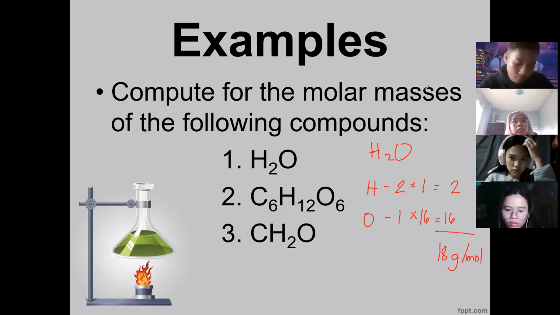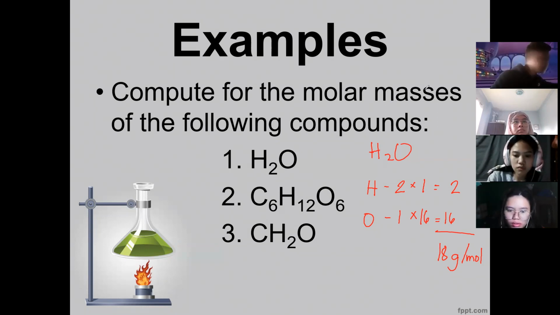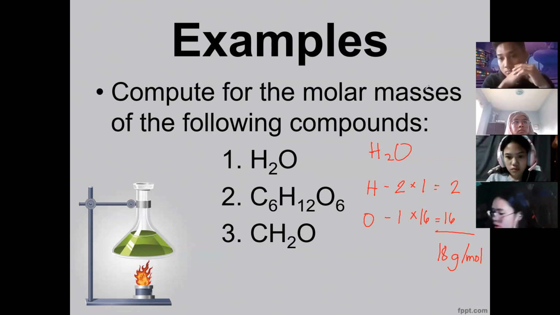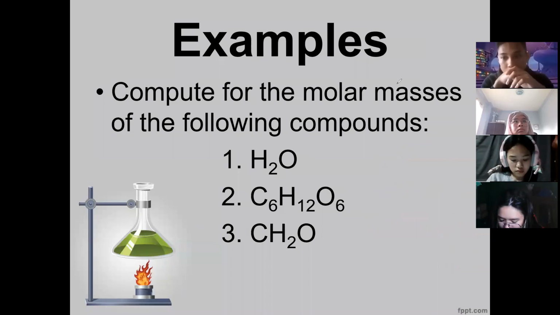Be careful with the computation and be careful with the unit. Sometimes nakakalimutan natin ilagay yung unit, and then remember even in your Chem 101, it was emphasized that numbers are meaningless if hindi natin siya lalagyan ng unit. Okay?